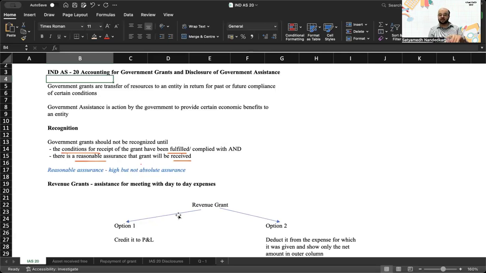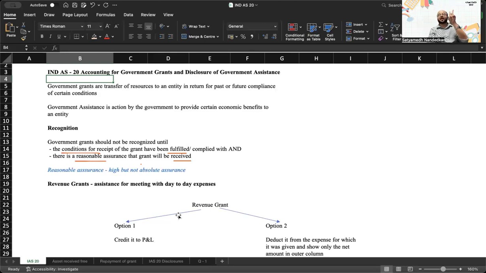Reasonable assurance means a very high level of assurance. It does not necessarily mean 100% or absolute assurance. What it means is there is a high level of assurance that the grant money that has been promised to you will be received. Now, the government grant, again, should not be recognized, I'll repeat, until the conditions connected with the grant have been fulfilled and there is reasonable assurance that the grant will be received. Reasonable assurance means high level of assurance, but not absolute assurance.